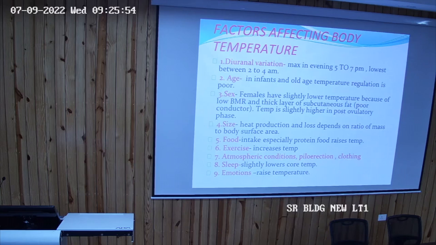Factors affecting body temperature. What is diurnal variation? Tell me, what do you mean by diurnal variation?